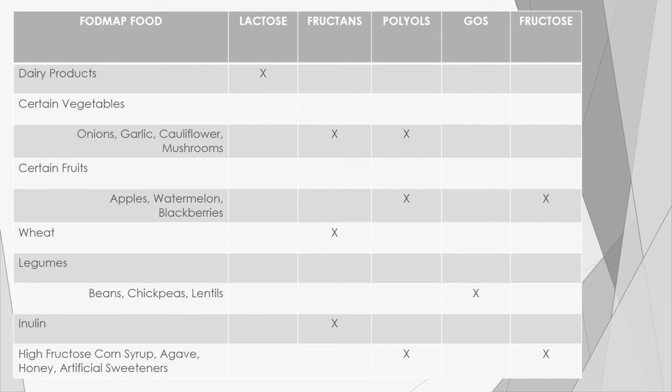GOS, which is also referred to as galactans, are non-digestible like fructans and have a similar effect on the body, whether or not a person has IBS. GOS can be found in legumes, including beans, chickpeas, and lentils. It is possible to have some chickpeas and lentils on the low FODMAP diet, but this is another category where small quantities would be warranted. Finally, fructose is the sugar naturally found in many fruits and in honey, and is also found in high fructose corn syrup.